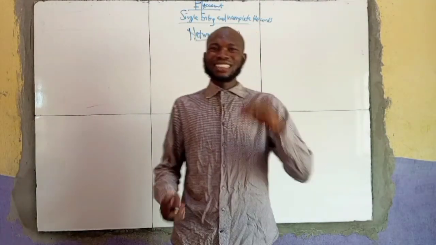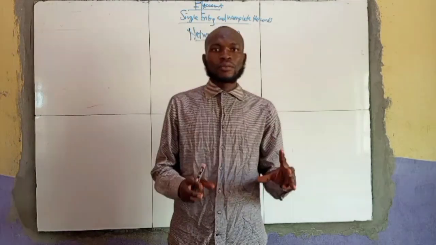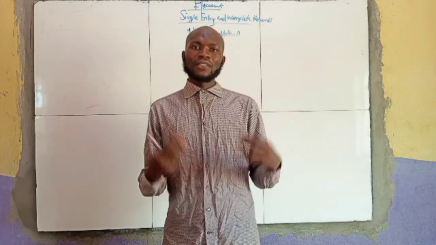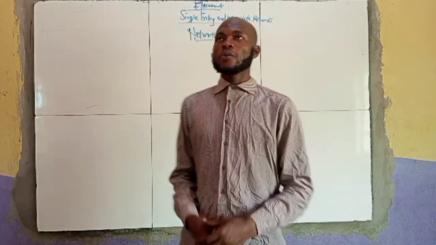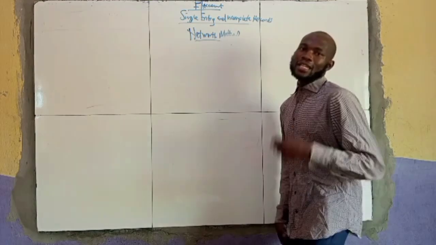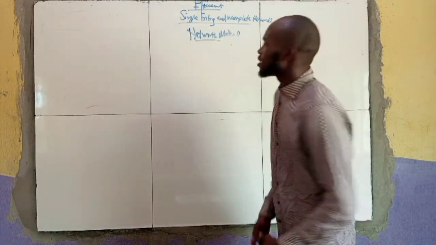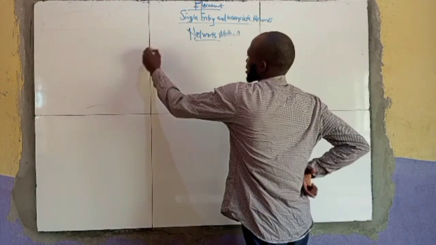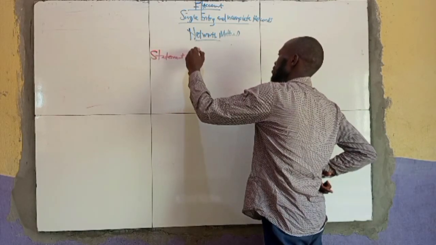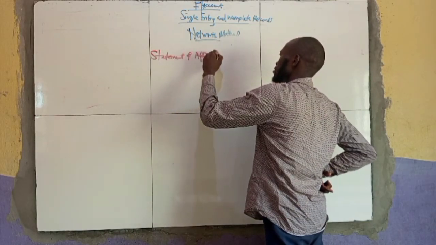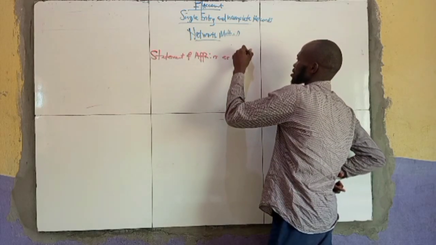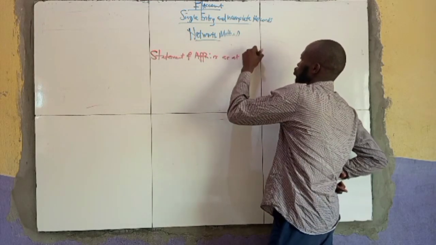But note, the format is still going to be the same. The only thing that will be different is the dates. Remember, if it's going to be an opening statement of affairs, we are going to have it as at the beginning of the year. But if not, it's going to be as at the end of the year. Take for instance, statement of affairs as at 1st January 2004.